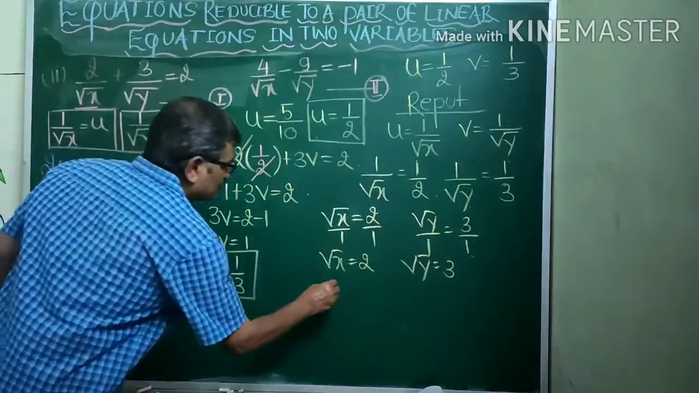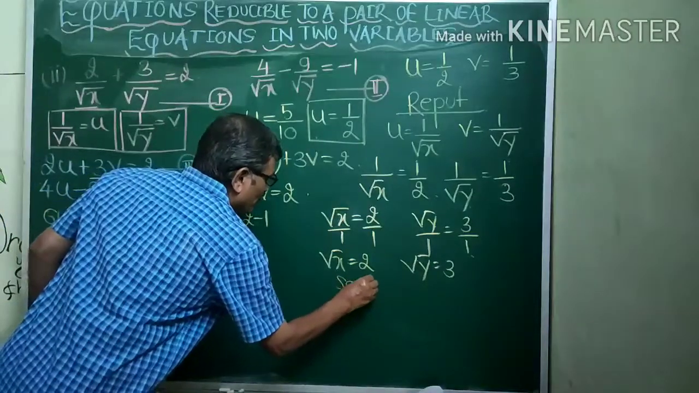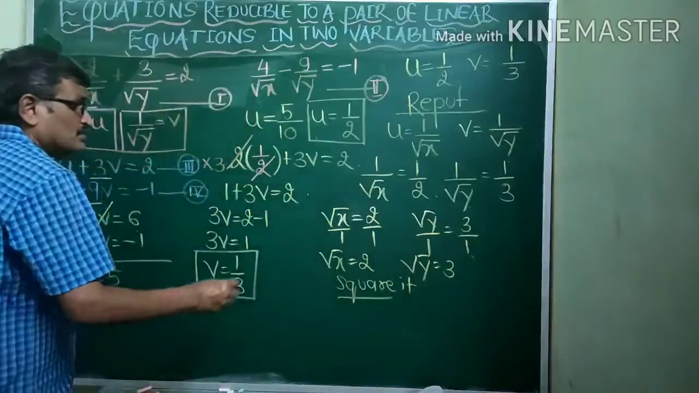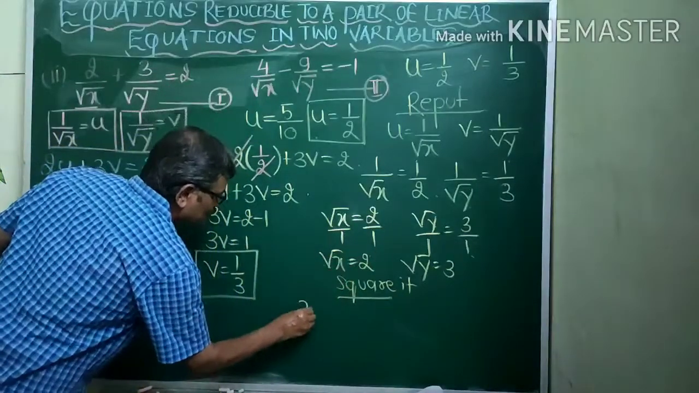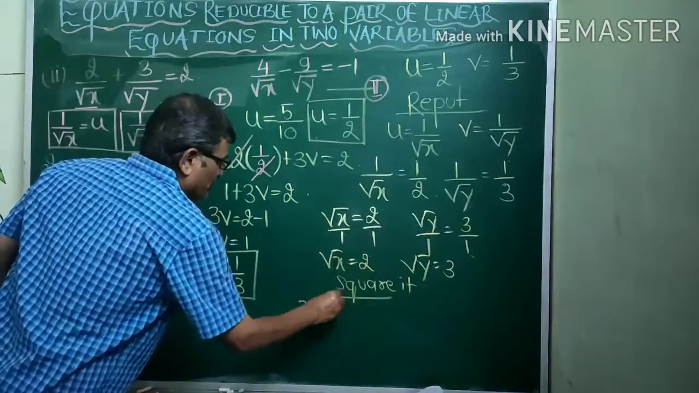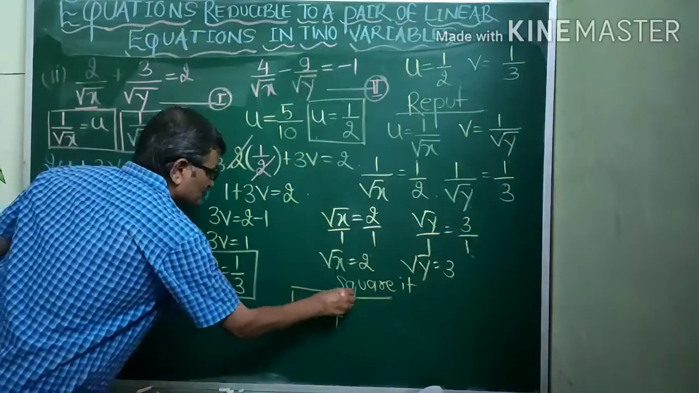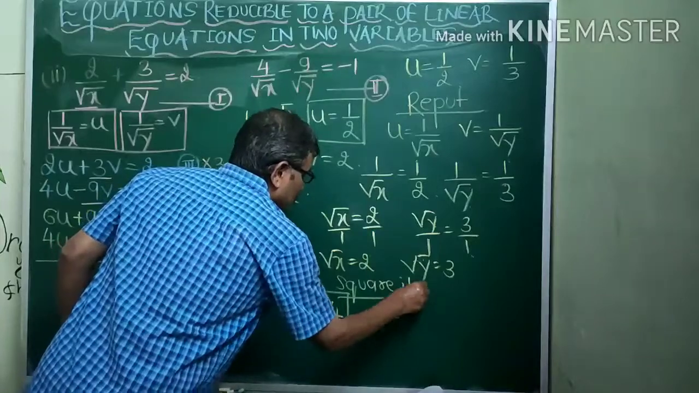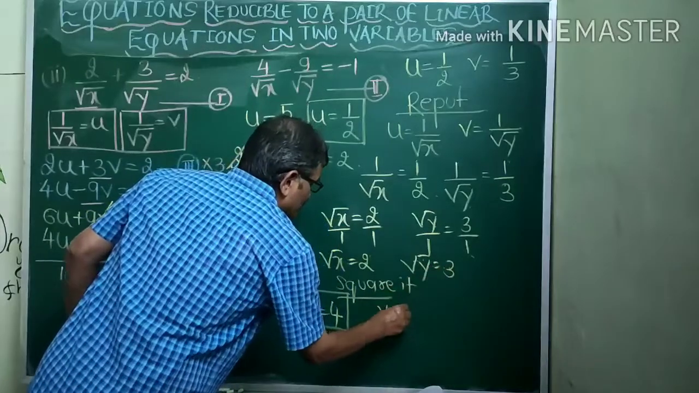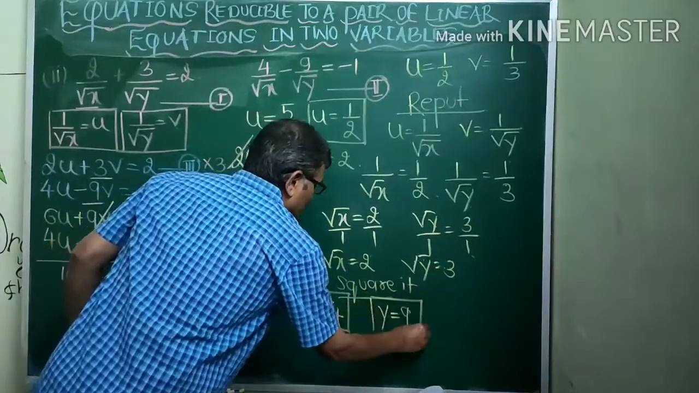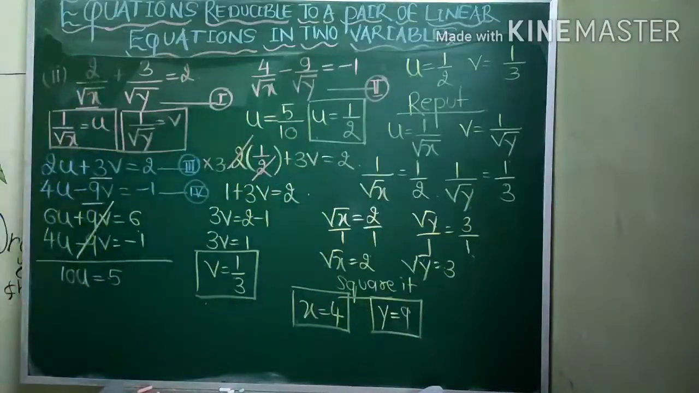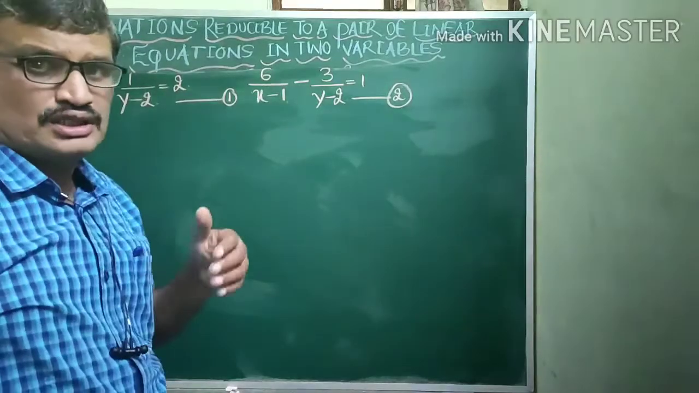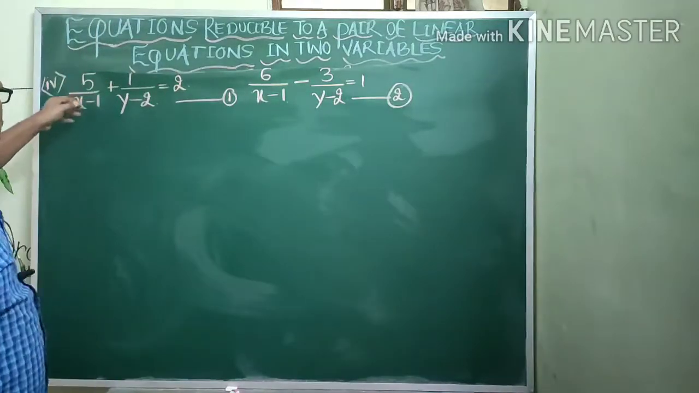If I square it, then what I'll get is square of root x is x and square of 2 is 4. Square of root y is y and square of 3 is 9. So children, this way we can solve the problem. Let us take up the second example.